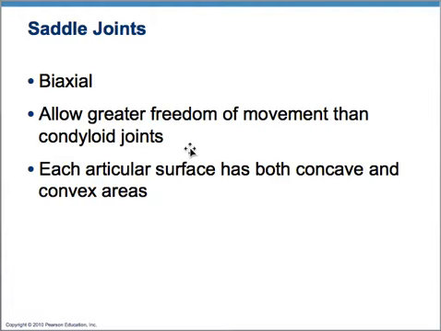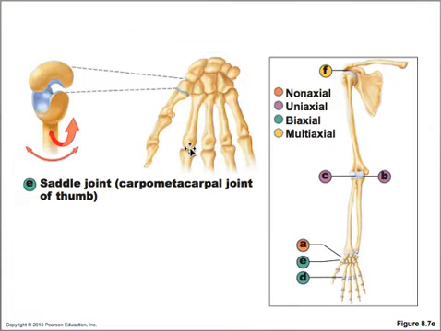Next we have saddle joints. Saddle joints are also biaxial. They allow for greater freedom of movement than condyloid joints, and each articular surface has both a concave and a convex area. So look at this picture. Great example is in our thumb. Okay, so it's the metacarpal and carpal of our thumb. This is a saddle joint. See this picture? It's the saddle-like shape of the two bones meeting together.